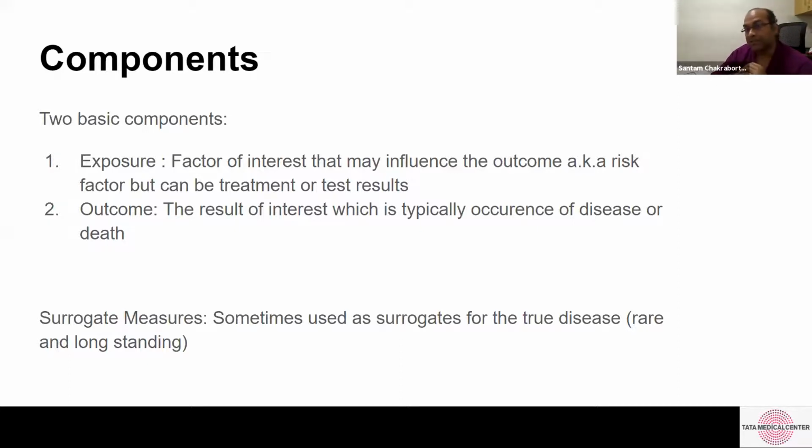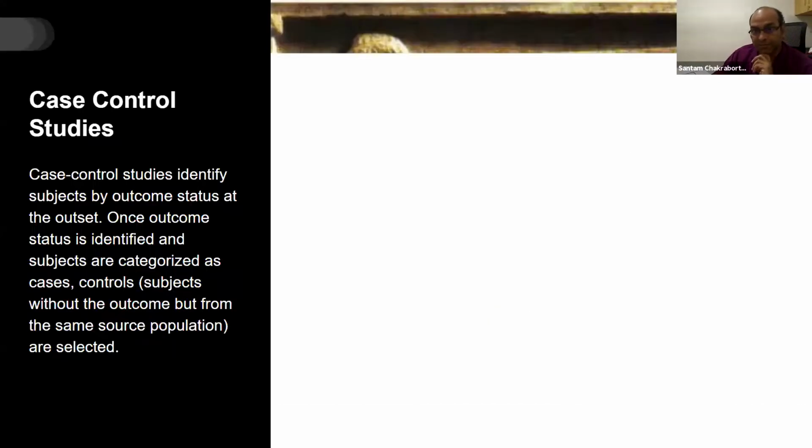Outcomes are the result of interest, which in most clinical studies would be the occurrence of a disease, say cancer, or death, or toxicity. In certain observational studies, particularly where these outcomes may be rare or may occur after a long period of time, you would want to use measures which are surrogate measures.